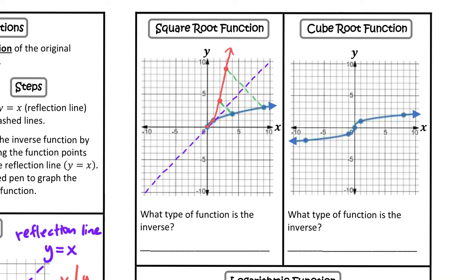We can say it's like half of a quadratic. It's like half of a quadratic, because remember the quadratic is a U shape, but this red graph that we drew is about half of it, right?